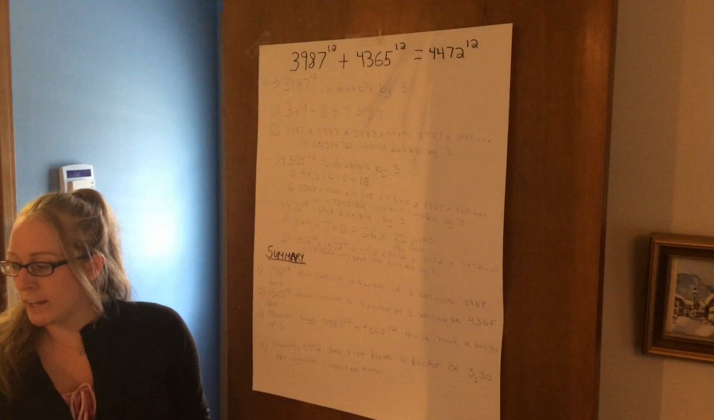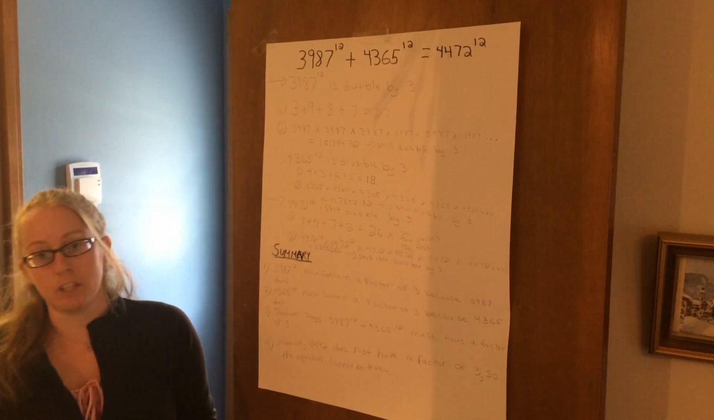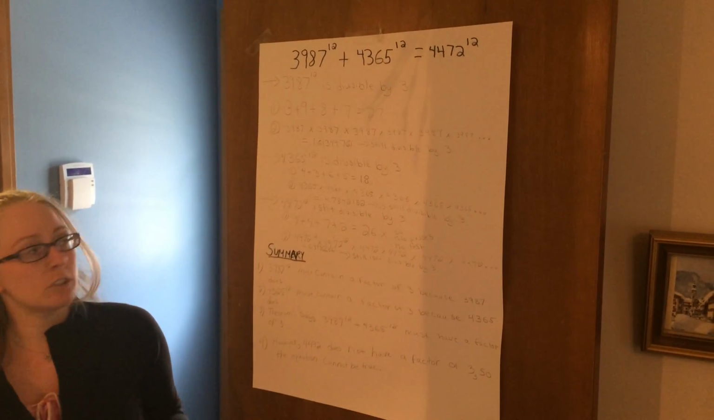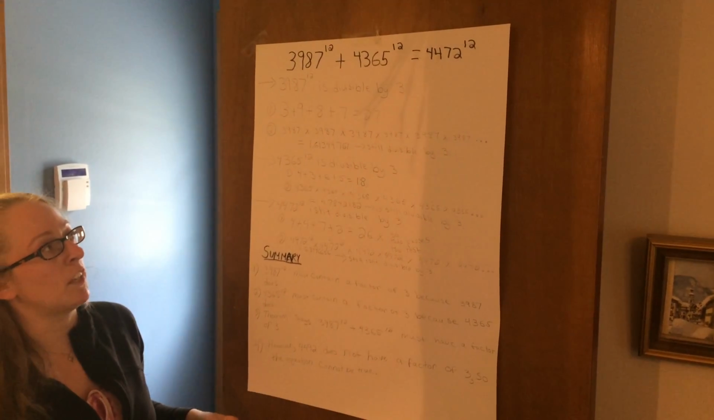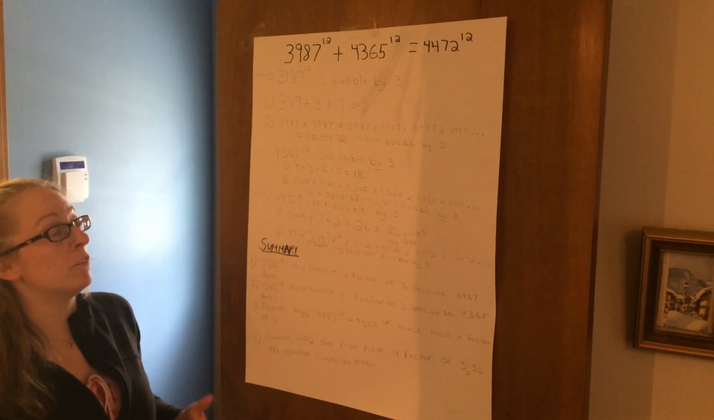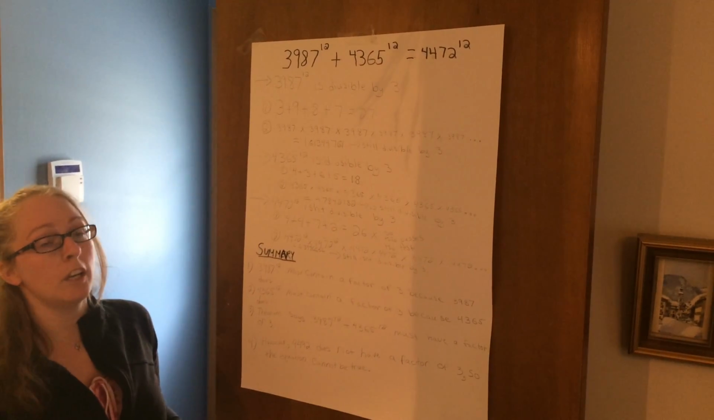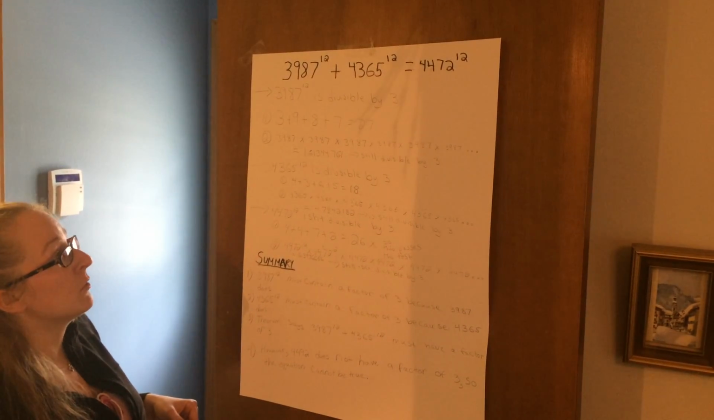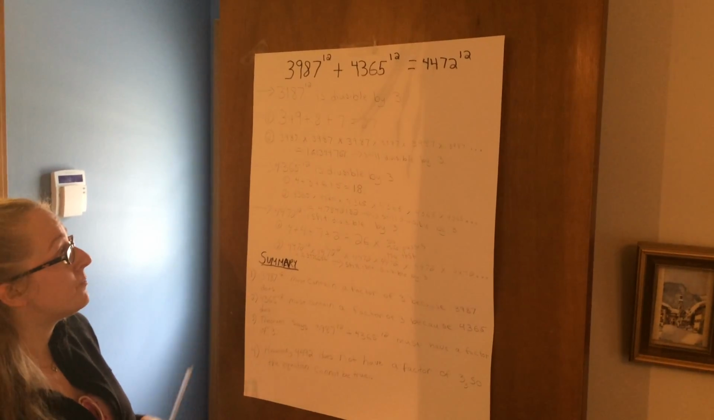I will be explaining why Homer's equation is incorrect without actually evaluating the numbers. So the numbers I will be using today are 3,987 to the power of 12 plus 4,365 to the power of 12 equals 4,472 to the power of 12.